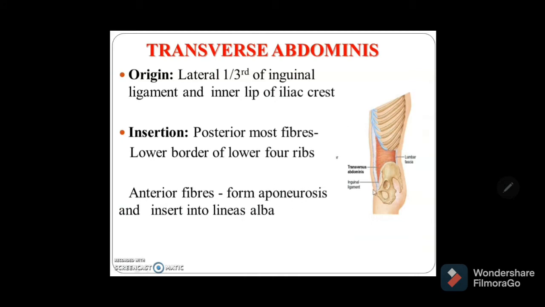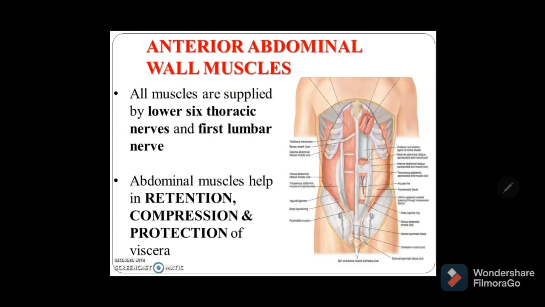Coming to the transverse abdominis, it arises from the lateral one-third of the inguinal ligament and the inner lip of the iliac crest. The posteriormost fibers insert into the lower 4 ribs. The anterior fibers form the aponeurosis and insert into the linea alba. These three muscles contribute to the formation of the rectus sheath, and the internal oblique divides into anterior and posterior layers. All these muscles are supplied by the lower 6 thoracic nerves and the first lumbar nerve, and they are involved in retention, compression and protection of the abdominal viscera.